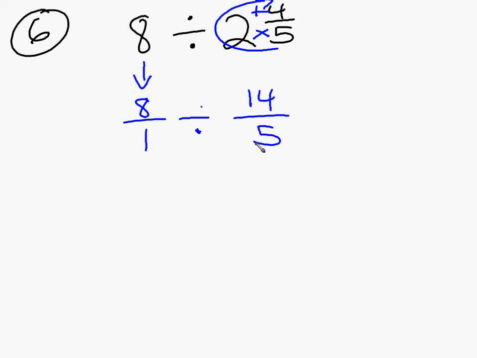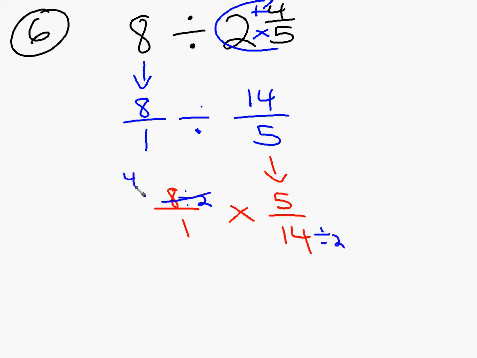And that is the division problem after we do that. And then I have to rewrite this. When we divide by a fraction, we multiply by the reciprocal of the second fraction. So this becomes 8 over 1 times 5 over 14. Now I can do my factoring. I can divide both of these by 2. So this becomes 4. This becomes 7.